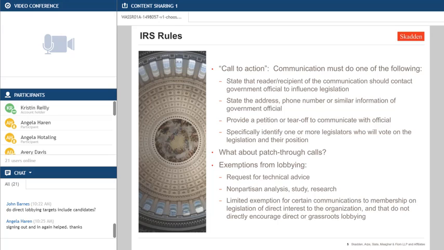not really for lobby days or sign-on letters, though. And then there's a limited exemption for certain communication to membership. It's a really hyper-technical exemption, and I don't think we have time to get into it now, especially since, based on what I understand you guys are doing with the sign-on letters and the direct communications, it's not relevant for this. So let's move on to slide 6.